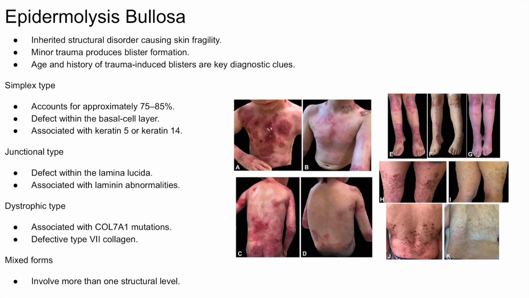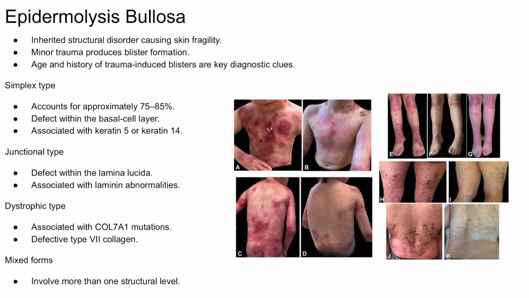All right, so epidermolysis bullosa describes inherited structural disorders in which minor friction or trauma produces blistering, often beginning in infancy or childhood. The subtype depends on the level of skin separation. So epidermolysis bullosa simplex usually involves mutations in keratin 5 or keratin 14 within the basal keratinocytes, producing a relatively superficial split that often heals with limited scarring.